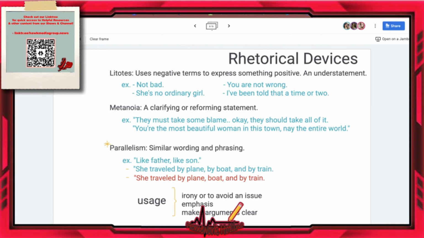Metanoias are used for emphasis. By saying someone is not only the prettiest person in town, but in the world, you're emphasizing how pretty they are. And lastly, parallelism is also used to make arguments clear. That's why you might catch a lot of global leaders using parallelism. When you keep repeating something with the same structure, it sticks in someone's head, and they remember it, which makes arguments a lot clearer. And that's pretty much all I have today for rhetorical devices.